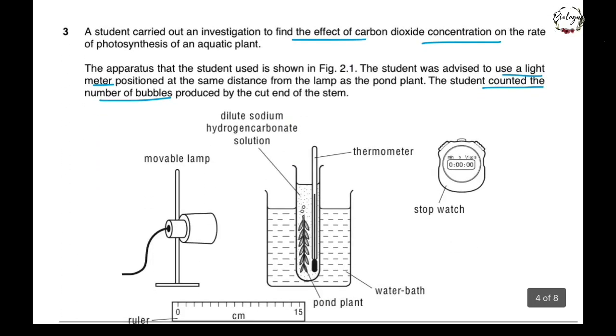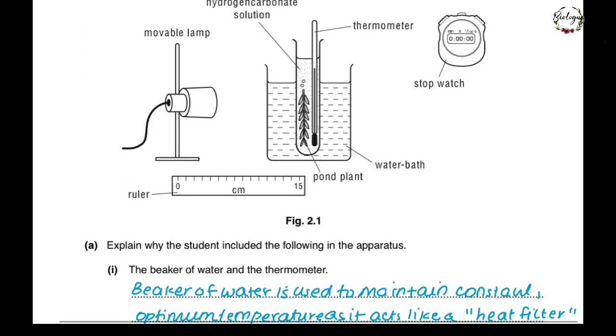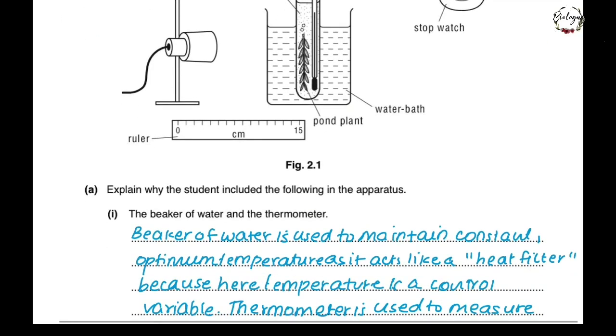The next question is, a student carried out an investigation to find out the effect of carbon dioxide concentration on the rate of photosynthesis of an aquatic plant. The apparatus that the student used is shown in the figure. The student was advised to use a light meter positioned at the same distance from the light as the pond plant. The student counted the number of bubbles produced by the cut end of the stem. Okay, so that is the diagram.